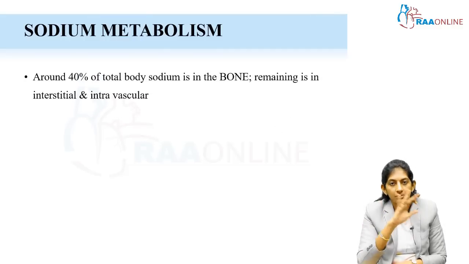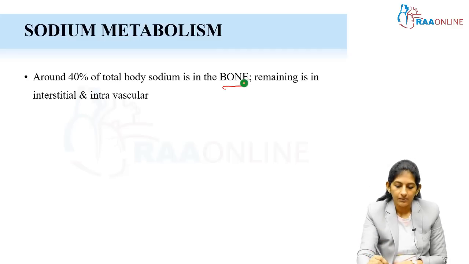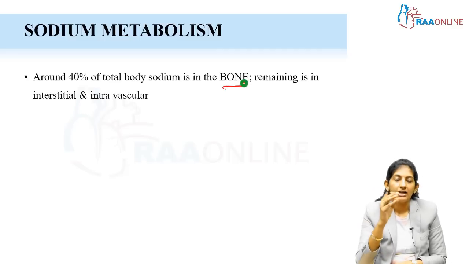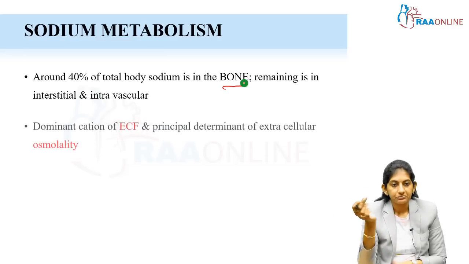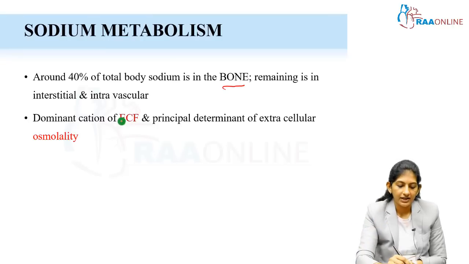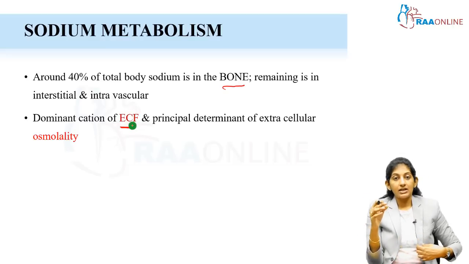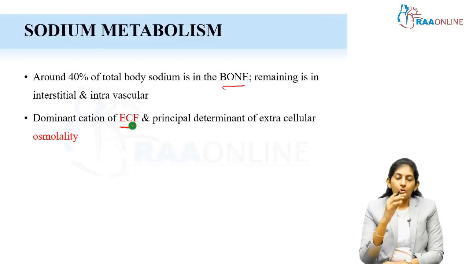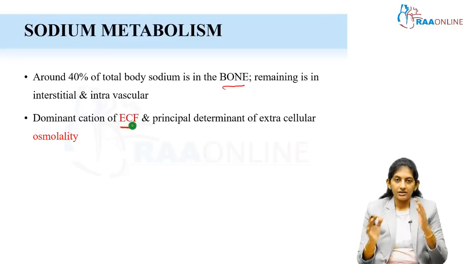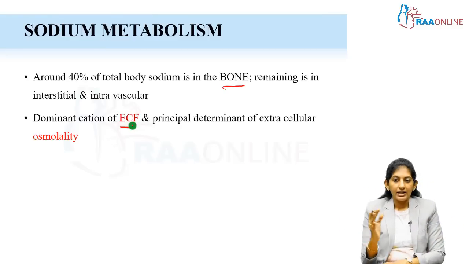In the body, 40% of the sodium is present in the bone. The remaining is present in the interstitium and elsewhere. Sodium is the dominant cation of extracellular fluid. The majority of sodium is present only in the extracellular fluid, whereas potassium is mostly intracellular. So that is the contrast between sodium and potassium. Sodium is predominantly extracellular, whereas potassium is mostly intracellular.